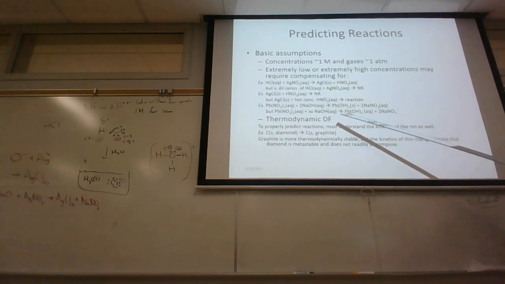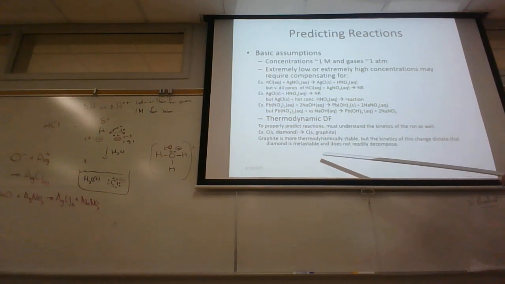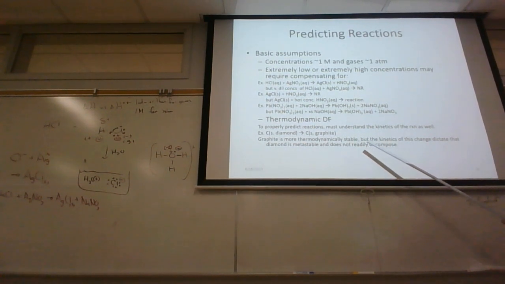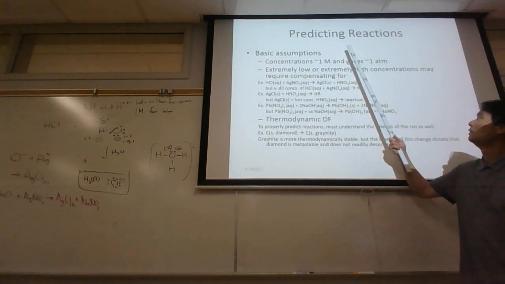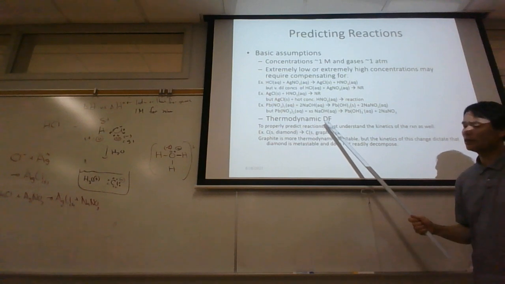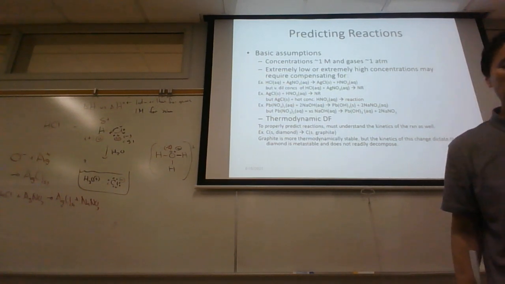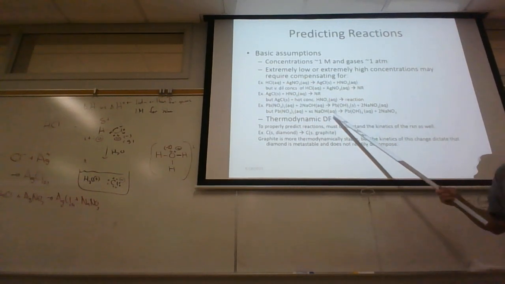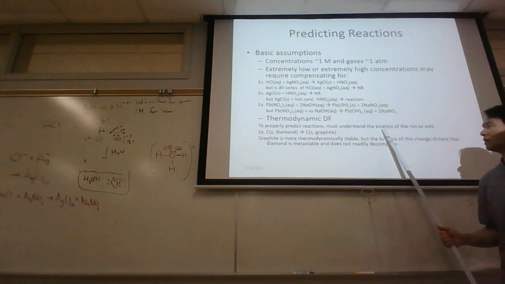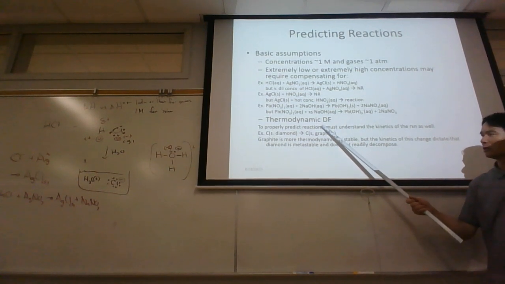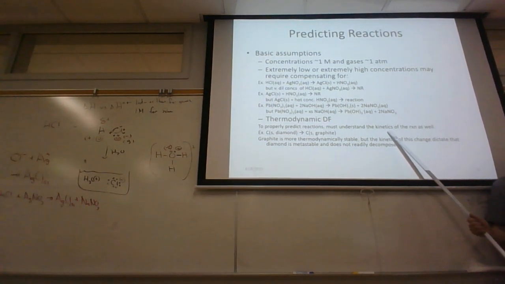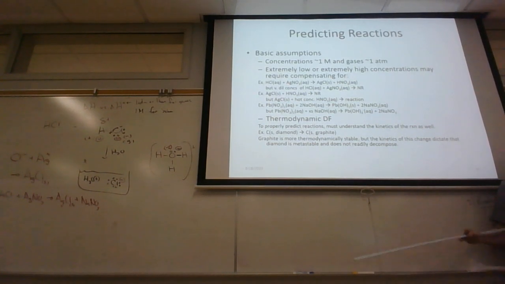So we have the thermodynamic driving force, which is used to properly predict reactions. This is a limitation because when we do this, we're looking at thermodynamic driving forces. There are two things we need to look at when we're dealing with chemical reactions. One, we need to know the thermodynamics of it, the energetics of it. Two, we need to know the kinetics of it. Just because we have a driving force thermodynamically doesn't tell us the reaction is going to happen. We need to know the kinetics because sometimes it's very slow. So even though there's a driving force, it's extremely slow.